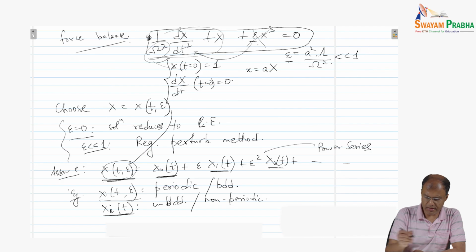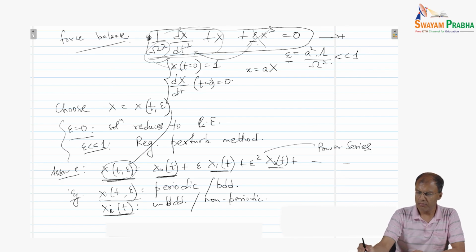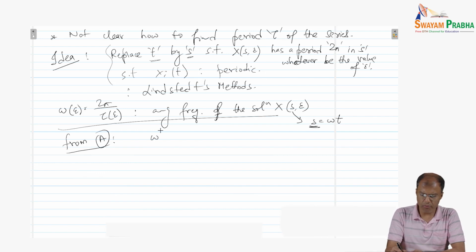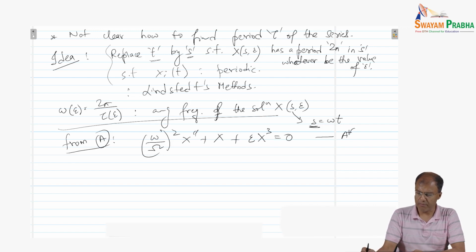Let me say my original equation was A, and from A I see that my new equation is omega by capital Omega squared x double prime plus x plus epsilon x cube is equal to 0. So this is my A prime, right? And here my initial condition is, at t equal to 0, x is 1, x prime is 0, and this is at s equal to 0.